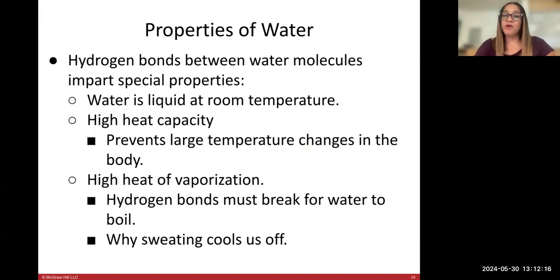Hydrogen bonds between water molecules impart special properties. Water is liquid at room temperature. It has a very high heat capacity. It prevents large temperature changes in the body. It also has a high heat of vaporization. Hydrogen bonds must break for water to boil, and it's why sweating cools us off.